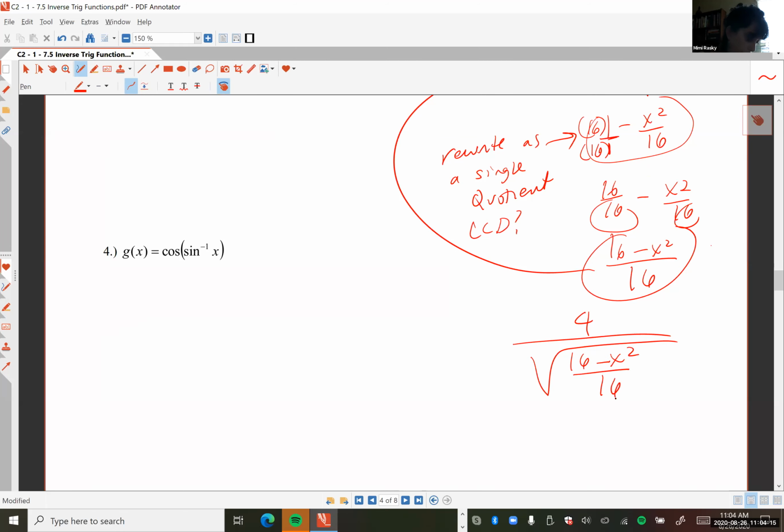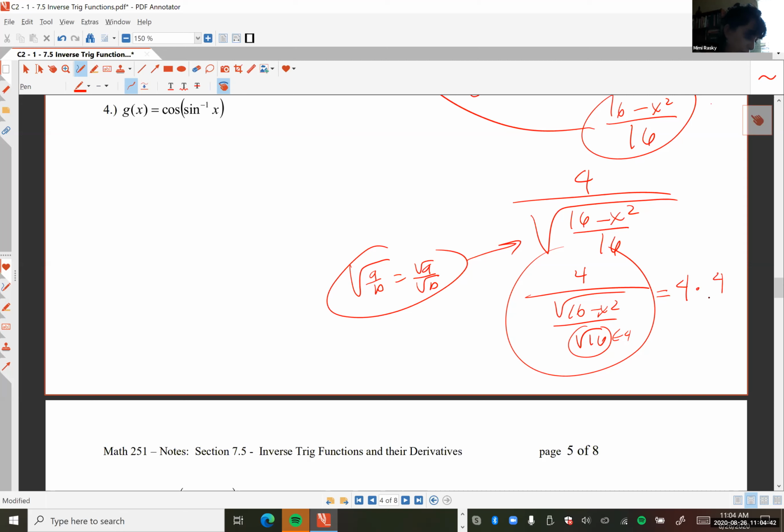And I'm almost done, because the square root of 16 is 4. And now, this still is ugly because you still have a fraction inside of a fraction. I'm going to turn it into a multiply problem. I'm going to multiply the numerator by the reciprocal of the denominator. You guys have seen that in arithmetic class, right?